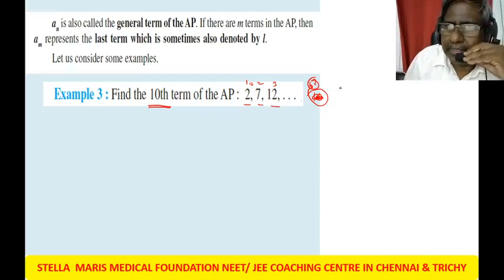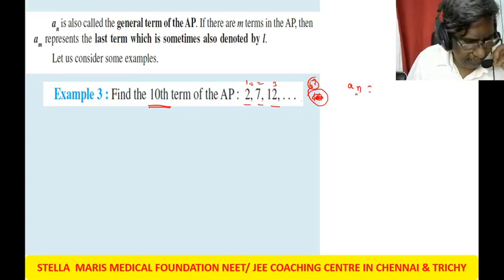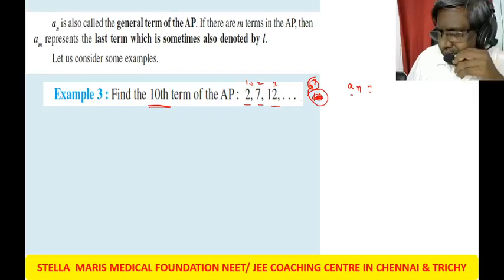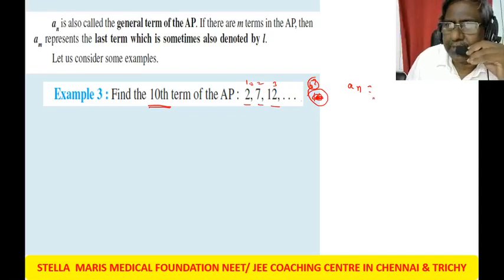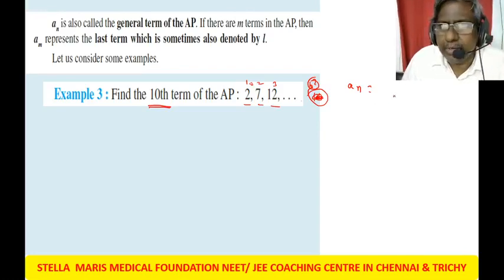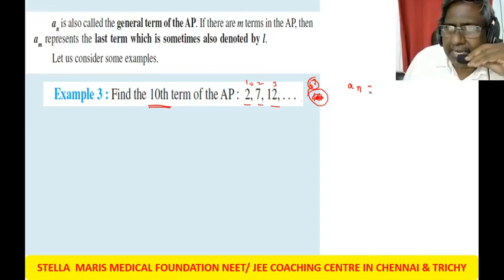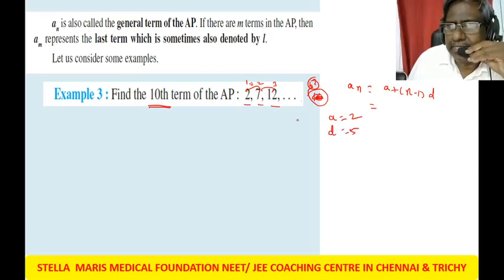We know the formula. The 10th term means Tn or an. An is equal to a plus n minus 1 into d. What is a here? A is equal to 2. Common difference: 7 minus 2, 12 minus 7, that is d is equal to 5. Yes, Babu, 47 is right.